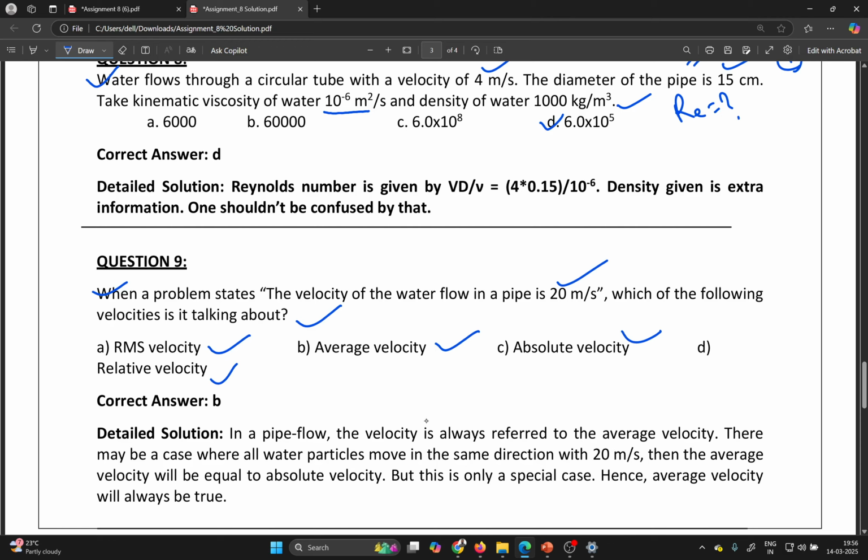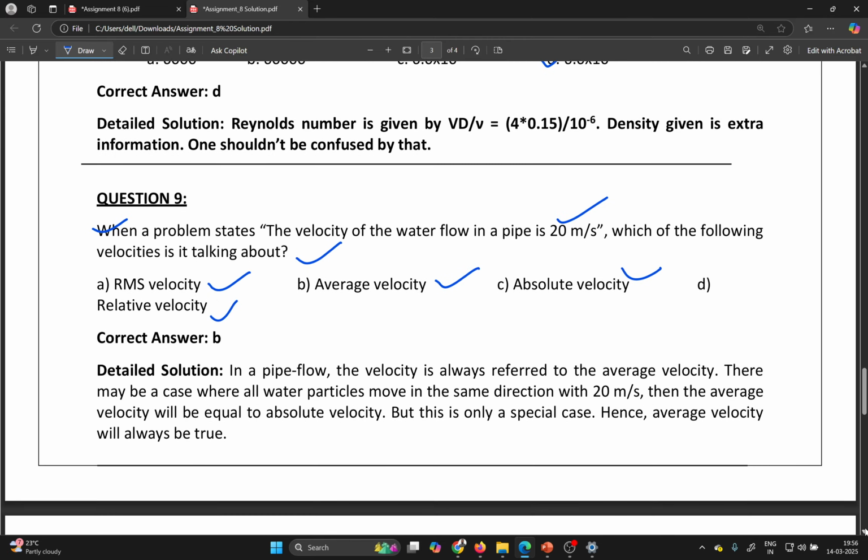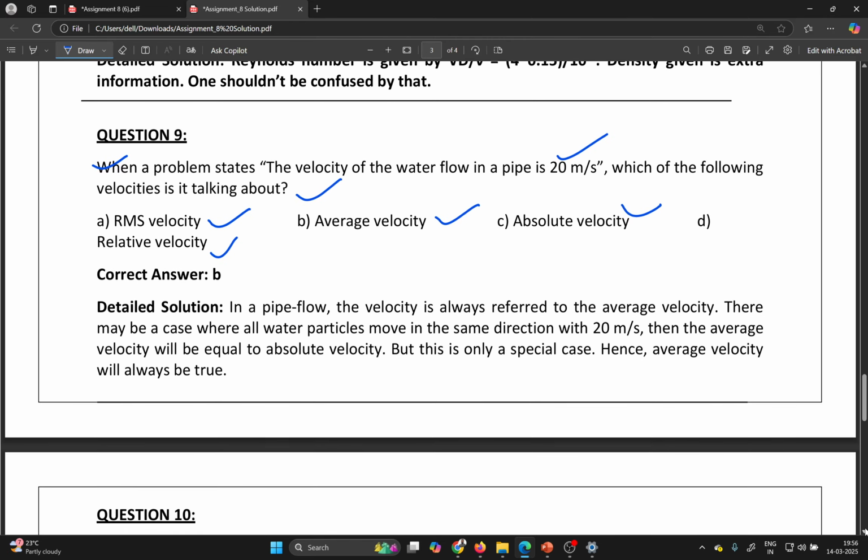There may be a case where water particles move in the same direction at 20 meters per second, then the average velocity will be equal to the absolute velocity. But this is only a special case, since the average velocity will always be true. So this is just a little bit of explanation. Now the next question is question number 10.